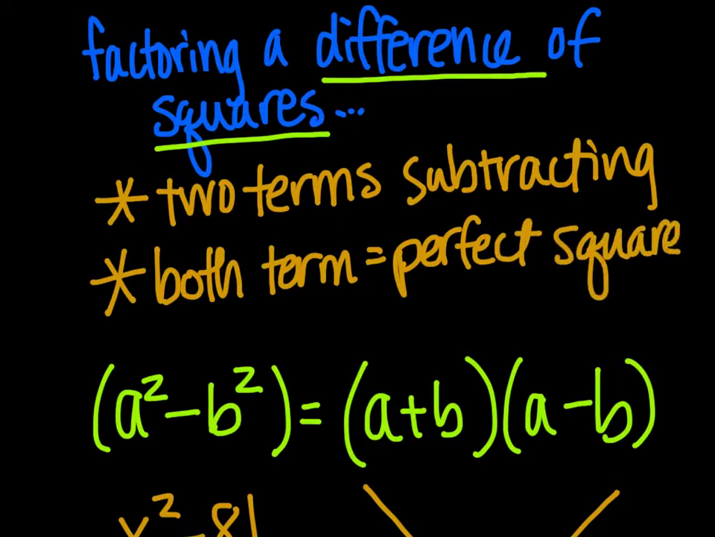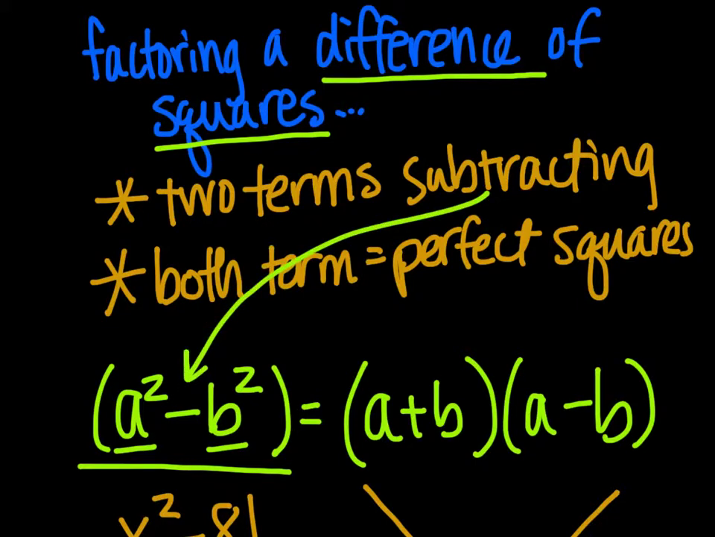And if that is the case, we can follow this roadmap right here. We have a squared minus b squared, so two terms, a squared and b squared, those are two different terms, and one's subtracting the other. And then both of our terms are perfect squares because they have this squared thing right here.